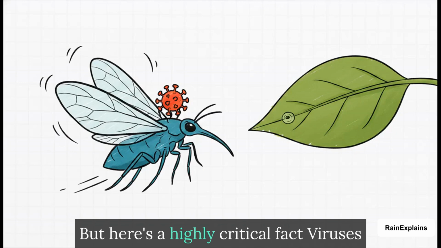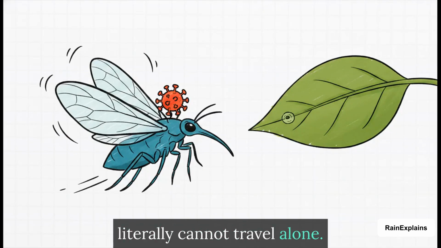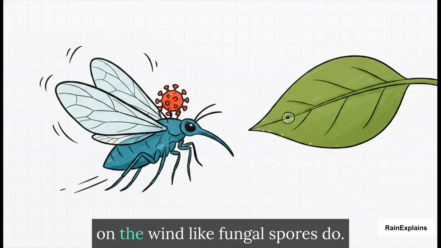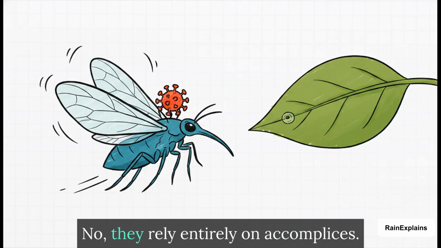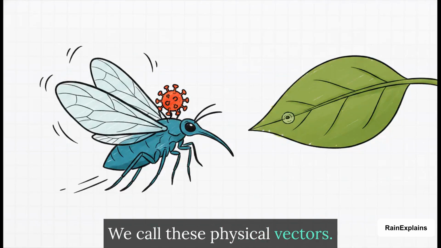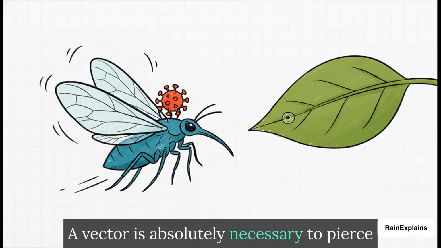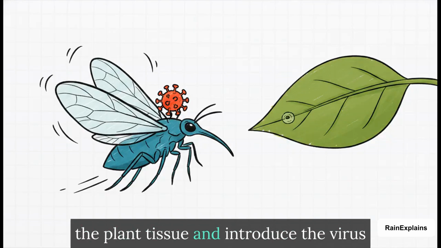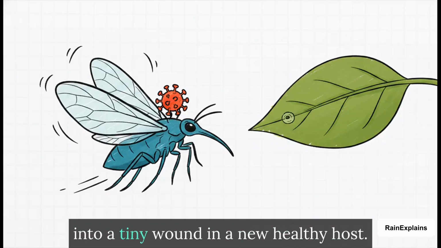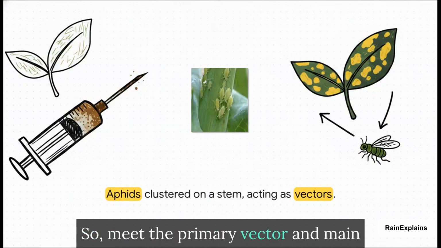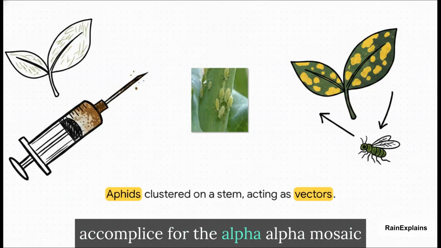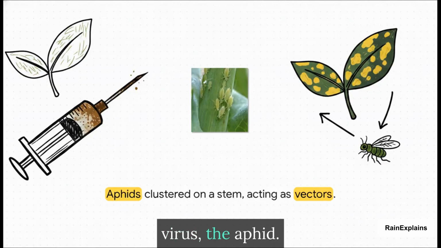But here's a highly critical fact. Viruses literally cannot travel alone. They don't have legs, and they don't blow in on the wind like fungal spores do. No, they rely entirely on accomplices. We call these physical vectors. A vector is absolutely necessary to pierce the plant tissue and introduce the virus into a tiny wound in a new healthy host. So, meet the primary vector and main accomplice for the Alfalfa Mosaic virus, the aphid.